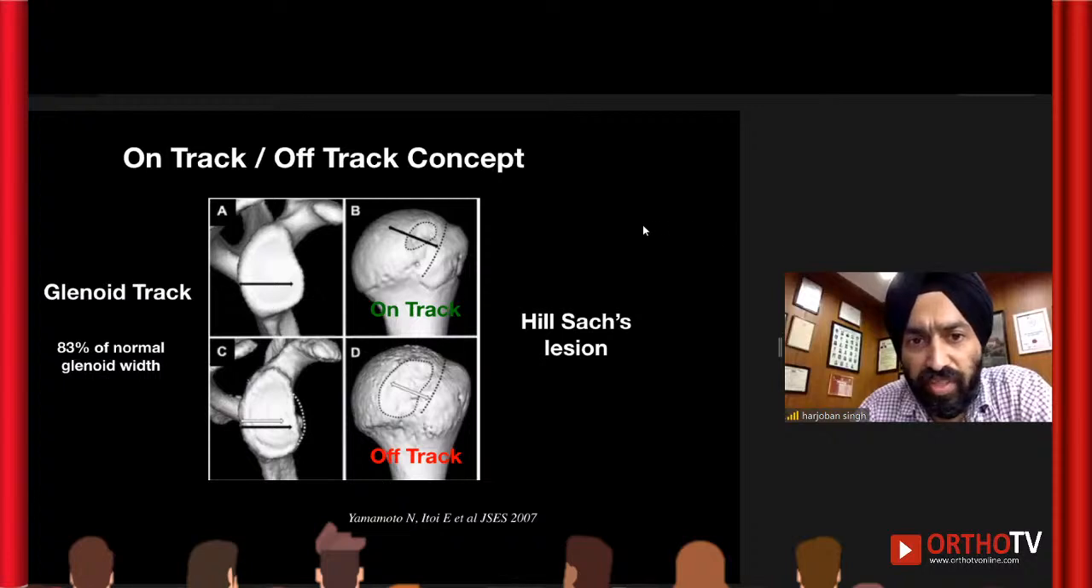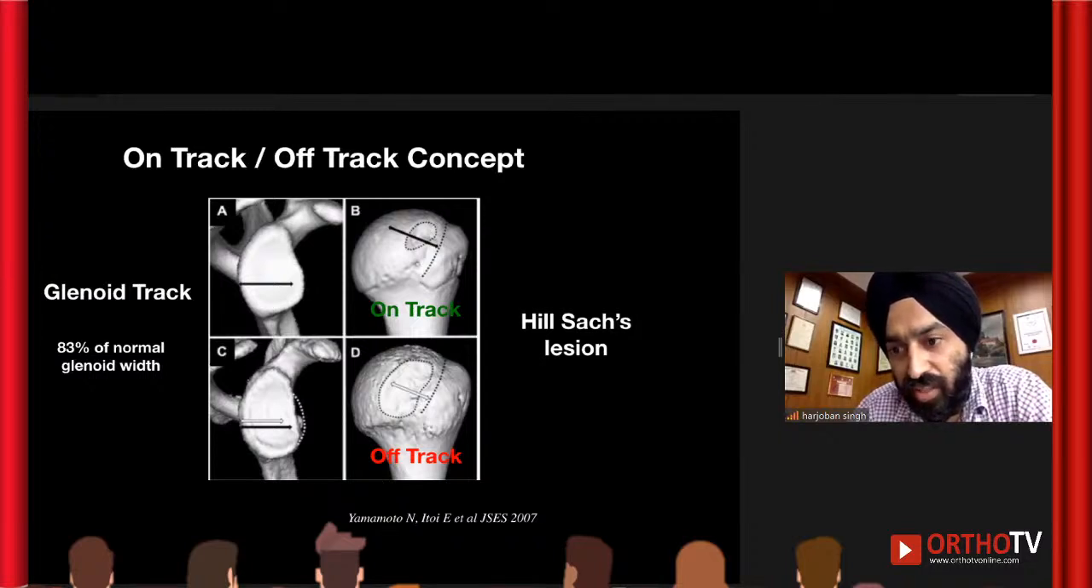And if you see the figure in A on the top left, you see the black line, this is a glenoid track on a normal shoulder, normal glenoid. And if you draw this on the humeral head, the black dotted line is the cuff insertion and the black dotted circle is the Hill-Sachs lesion. If this Hill-Sachs lesion falls within the glenoid track, this is called an on-track lesion. And if this Hill-Sachs lesion is outside the glenoid track, as shown in the lower picture, right? So this is called off-track.